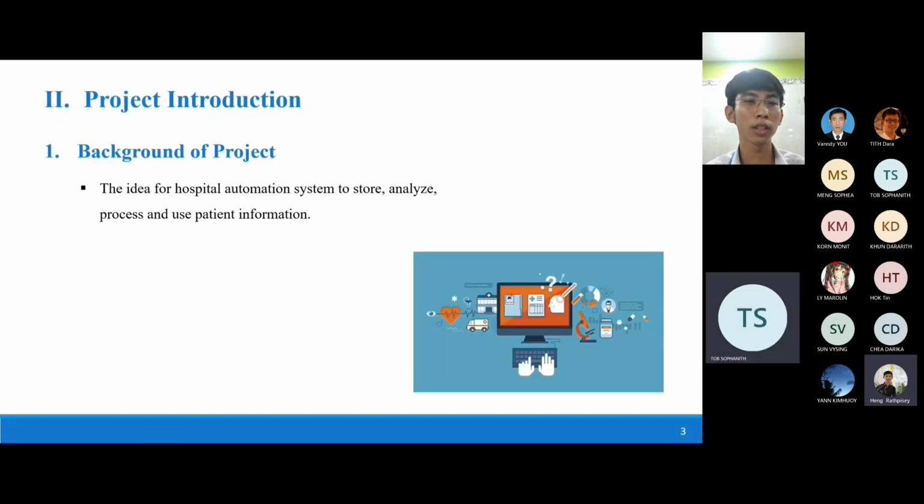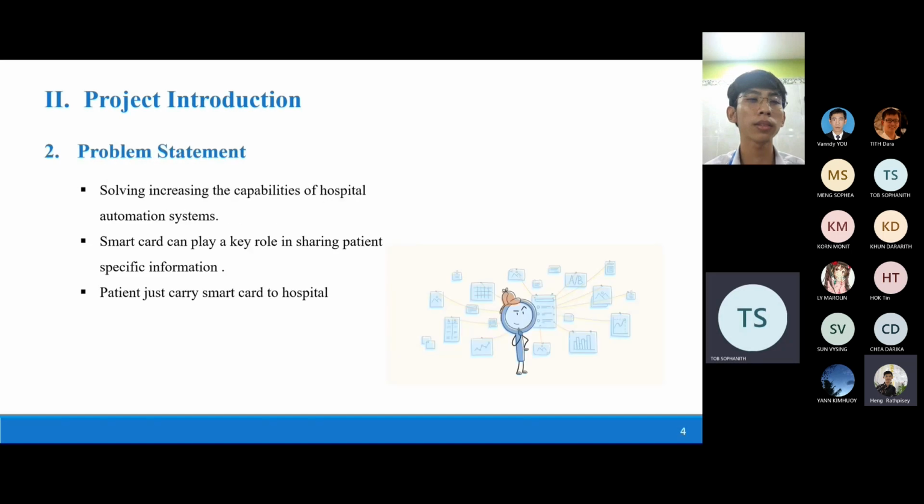For part 2, project introduction, first the background of the project. In this world, automation systems in hospitals and medical centers are becoming more important every day. That's why they established the idea of a hospital automation system for increasing accuracy and leading to better service for patients. It has many advantages over paper records, such as storing, analyzing, processing, and obtaining relevant data from patient information.